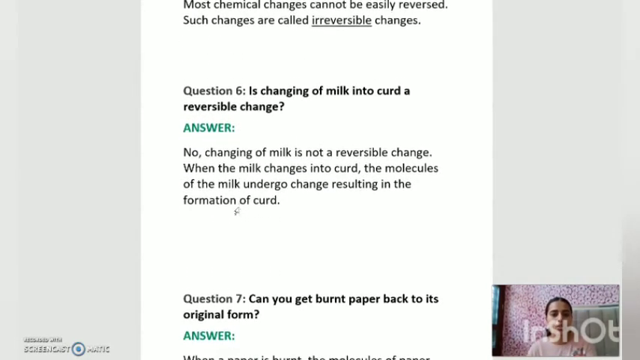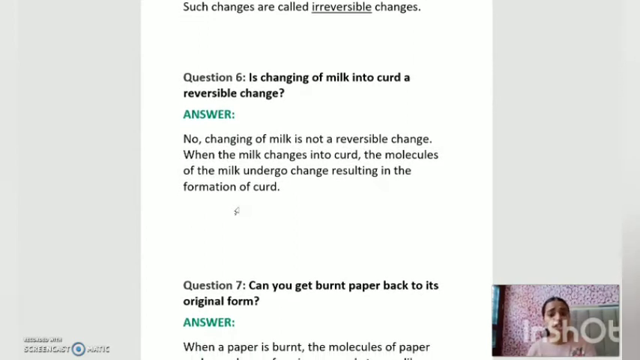Question number 6. What does question 6 say? Is changing of milk into curd a reversible change? Now they have asked that once we have made curd with the help of milk, right, is changing of milk into curd reversible? Can we reverse it back? Can we make milk from curd? No, we can make curd from milk, but we cannot make milk from curd, right?